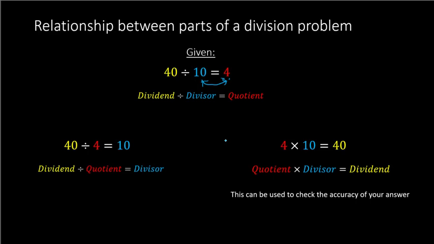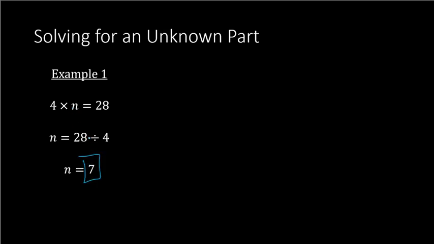Now we can use this relationship to solve for an unknown part of a problem. So for example, let's say we had 4 times n equals 28. Well, we can work backwards and think of this as a division problem. So if we're trying to figure out 4 times what equals 28, we could rearrange this and have 28 divided by 4 equals n, your unknown number. So what is 28 divided by 4? Well, that's going to be 7. So your answer, your unknown number, is going to be 7. And we can verify that because 4 times 7 does indeed equal 28.